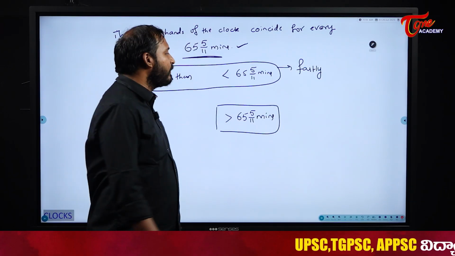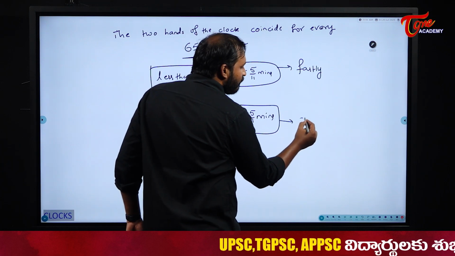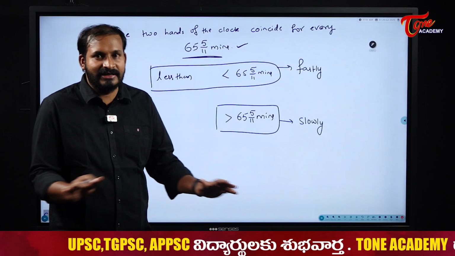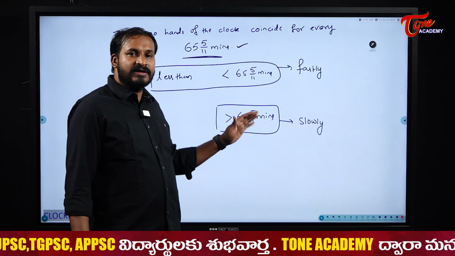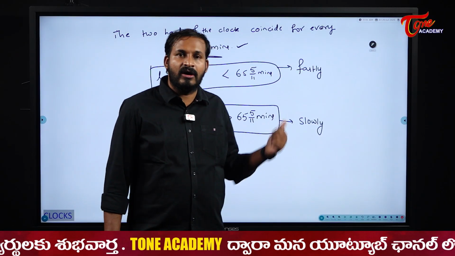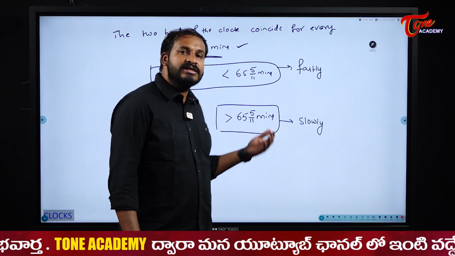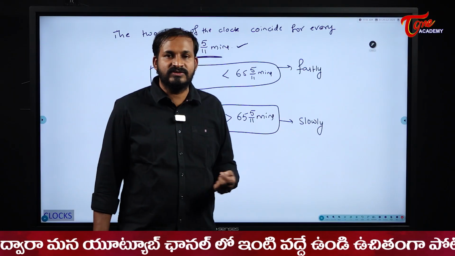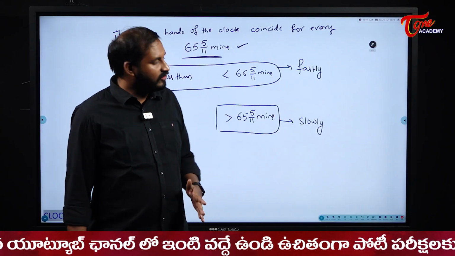The same logic applies here also. So here the clock is moving fast and slow, it is very clear. If the two hands of the clock coincide in a time less than 65/11 minutes, it means the clock is moving fast. If the two hands of the clock coincide in a time greater than 65/11 minutes, it means the watch is moving slowly. Okay, good, superb.